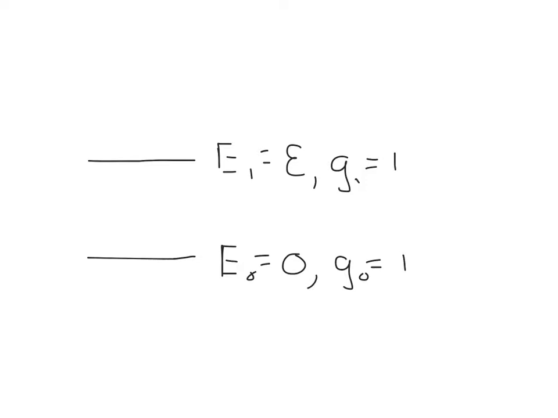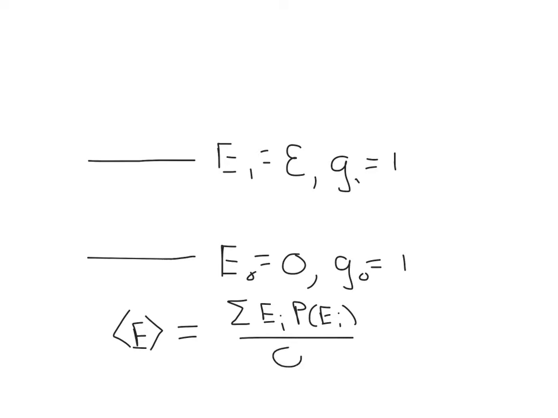In this two-state system, our average energy is going to be the sum, because we have a discrete system. Our states are not continuous, so it's not an integral, but we're going to use the sum of the energy for each state times the probability of that energy occurring, divided by the partition function. This is just the mathematical statement of the average value theorem.